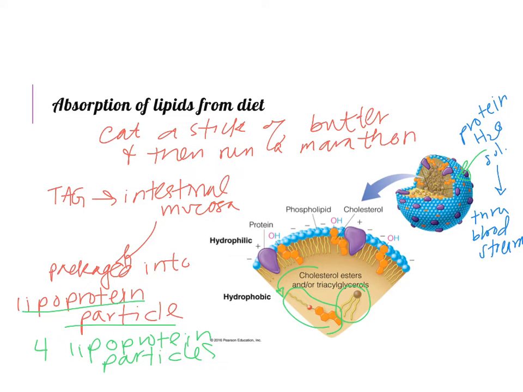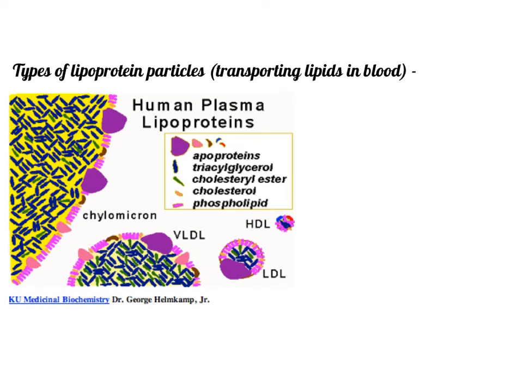These TAGs that you eat are packaged into a very specific lipoprotein particle called a chylomicron. And this is one of the 4 lipoprotein particles that you'll need to know. The other ones are over here. So I picked this figure because it shows relative size. So you'll need to be able to rank these in terms of size, but then also describe their function.